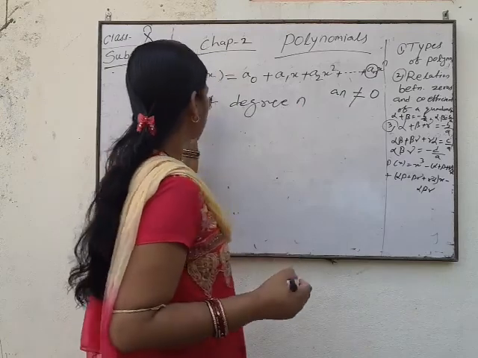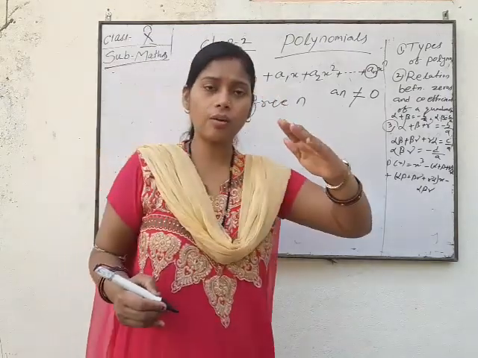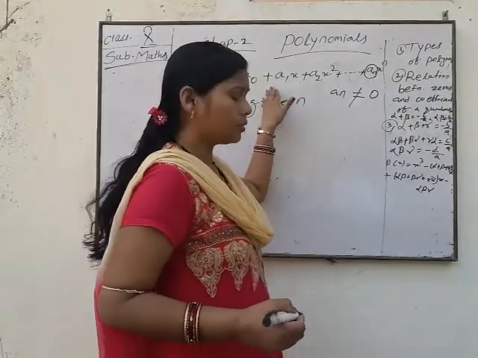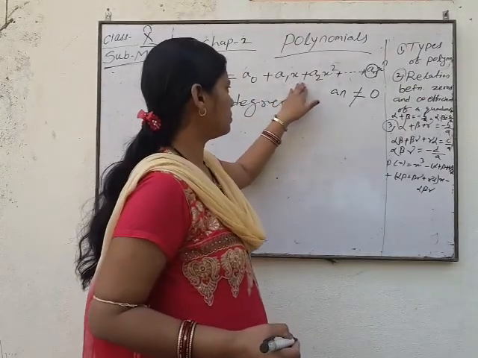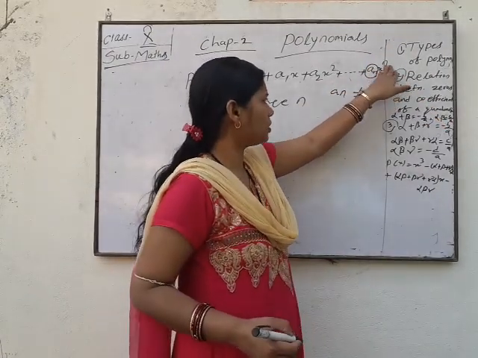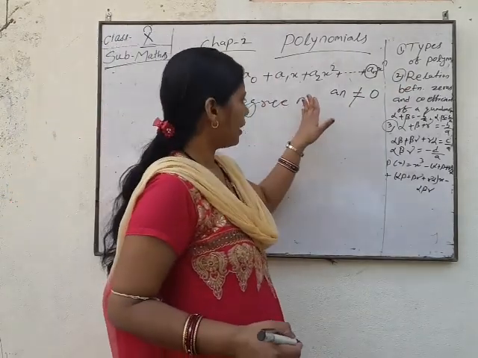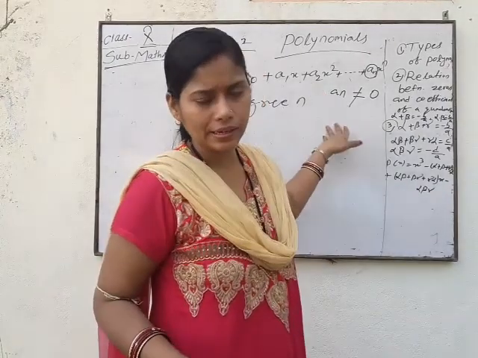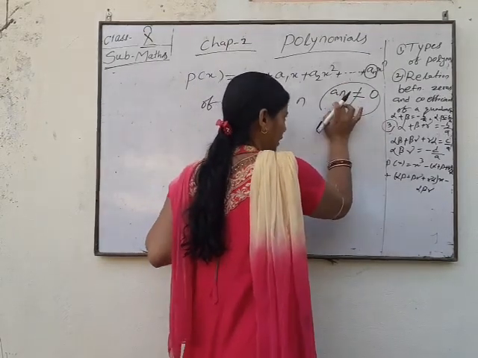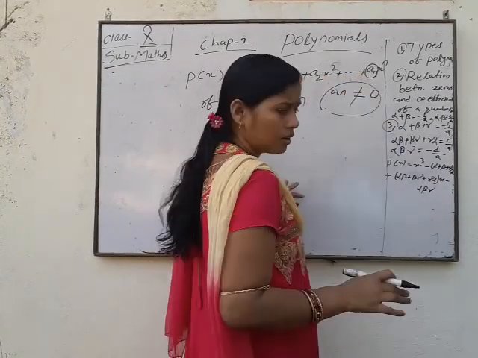Once again, listen: an expression of the form p of x is equal to a0 plus a1x plus a2x square plus up to an x to the power n is called the polynomial in x of degree n, where an is not equal to 0. Why is an not equal to 0 here?